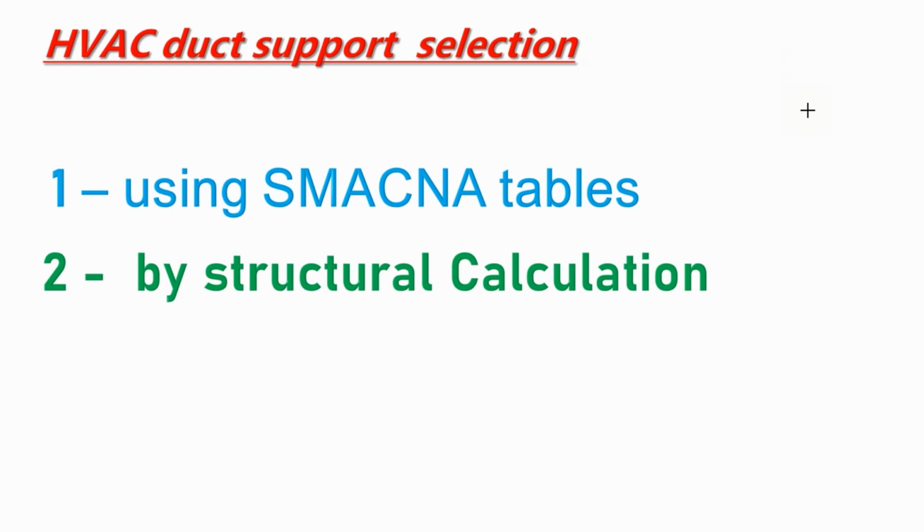In this video we will study how to select the support for installation of HVAC ducting. For it we use two methods. Number 1, by using tables given in SMACNA according to the duct dimension. Number 2, by structural calculation using duct weight and duct dimensions. I will explain you both methods.